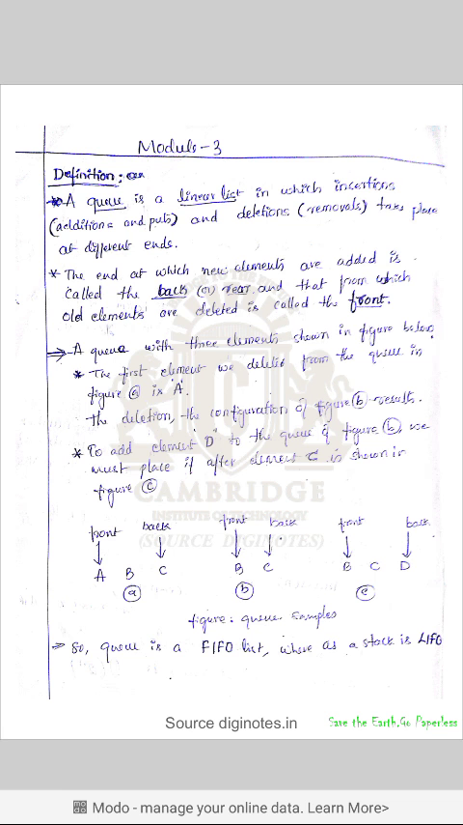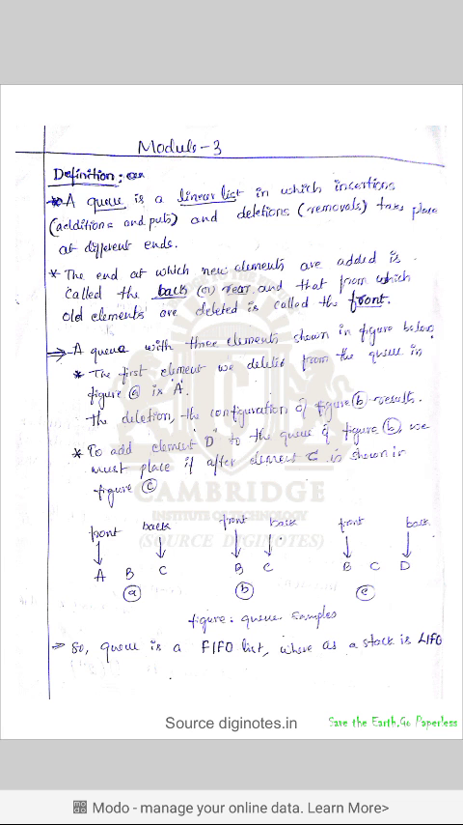Then what is a queue? A queue is a linear list in which insertion takes place at one end and deletion takes place at the other end. In the sense, first in, first out. The element that is inserted first will be deleted first. The example is people standing in a cinema theater for tickets. The person who comes first will get the ticket first. So that is the meaning of the queue.